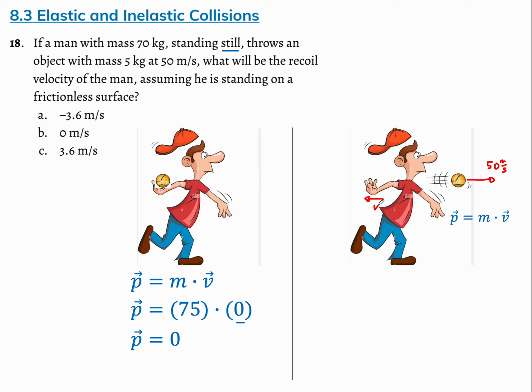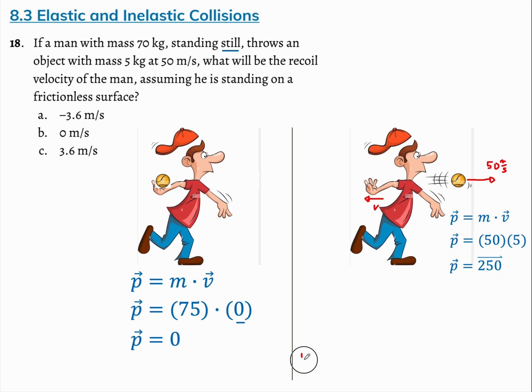Well, what's the momentum of the ball? Well, we can calculate it real quick. It's going to be the mass of the ball times its velocity. Mass is 5, velocity is 50. In any case, though, momentum is 250, directed towards the right. And again, remember, momentum is a vector quantity.